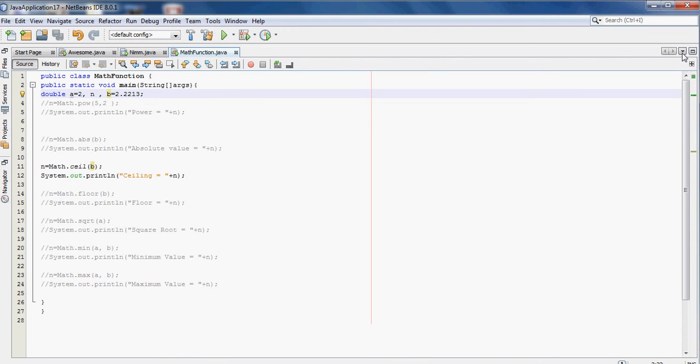It means it will convert it to an integer that is greater than the value you have posted. So for this value, the integer that is closest as well as greater than b is 3. So let's go to the next one.